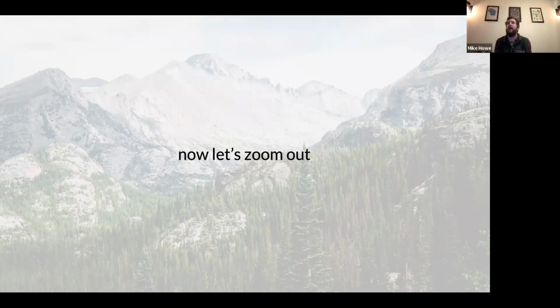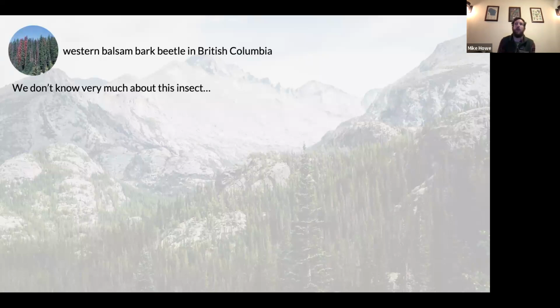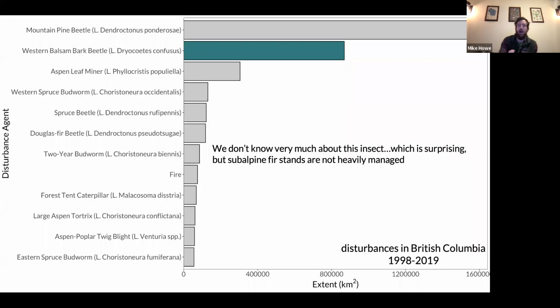Okay, so now that we've talked about these different sections, let's zoom out. First I want to talk about Western balsam bark beetle in British Columbia. It turns out that we really don't know anything about this insect, which is actually pretty crazy, because in the last 20 years, it's impacted an area in British Columbia that's second only to mountain pine beetle, and greater than things like Western spruce budworm, spruce beetle, and even fire. So we wanted to dig into some of the drivers of this insect.